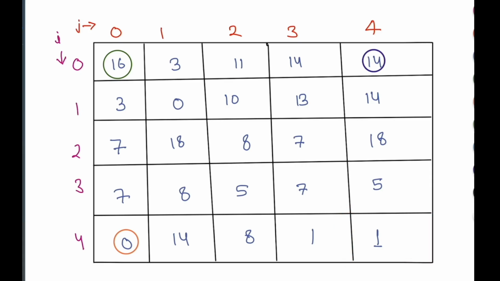And we need to maximize the number of fruits collected. So we need to move these three children in such a way, in such directions, through such blocks, so that finally when they all three meet at this particular block, they will have collected the maximum number of fruits.